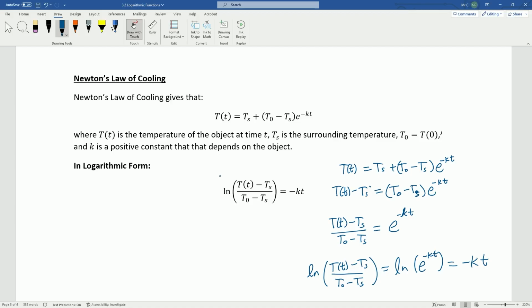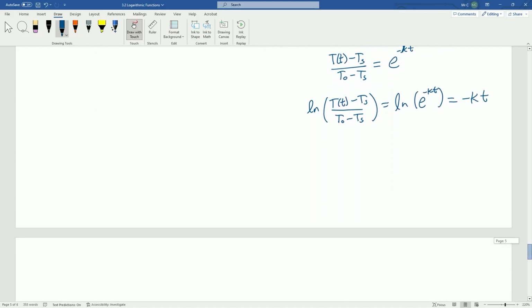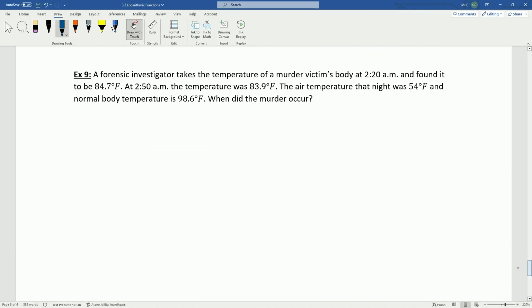They're both perfectly fine. All right, so with that, let's go ahead and take a look here at an example problem. A forensic investigator takes the temperature of a murder victim's body at 2:20 a.m. and found it to be 84.7 degrees Fahrenheit. At 2:50 a.m., the temperature was 83.9 degrees Fahrenheit. The air temperature that night was 54 degrees Fahrenheit, and normal body temperature is 98.6 degrees Fahrenheit. When did the murder occur?